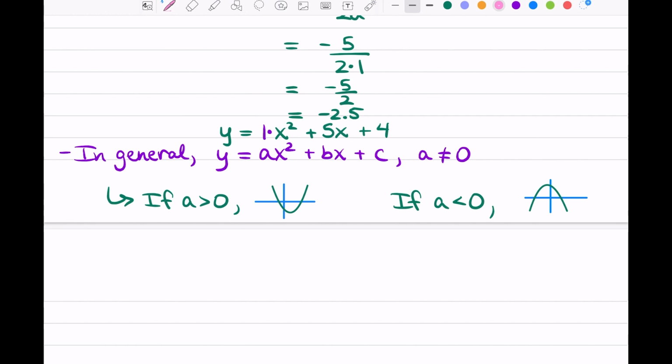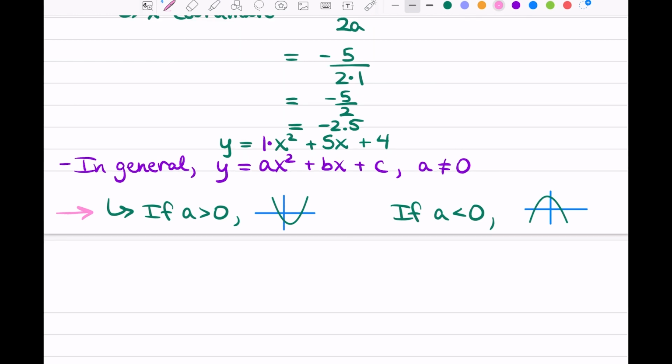And one more thing before we move on. I'd like to take a look at this last section here. I realized I gave these rules here without really explaining them. So the question is, when a is positive, when it's greater than 0, why does the parabola open up? And on the flip side, when a is negative, when it's less than 0, why does it open down?